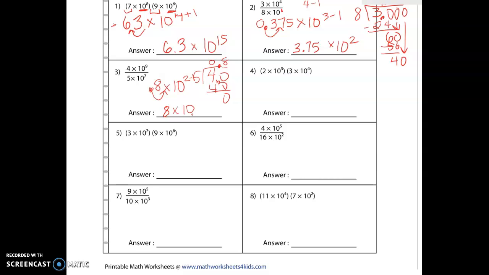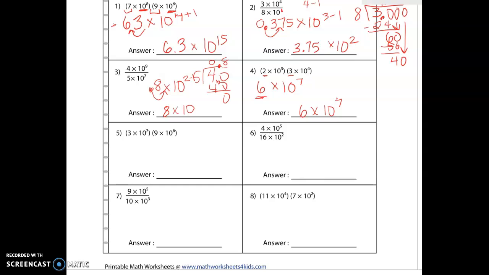For number 4, multiplication. I can multiply in any order I want. So I'm going to start with those leading coefficients. 2 times 3 is 6 times 10 to the, I'm going to add my exponents. 3 plus 4 is 7. This number is between 1 and less than 10, so I'm good to go. I am done. Simple as that.